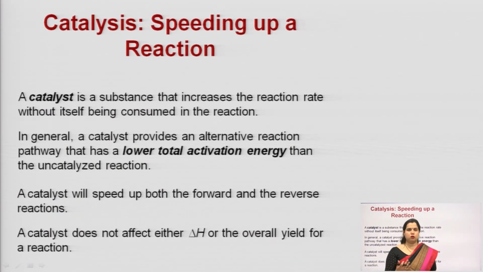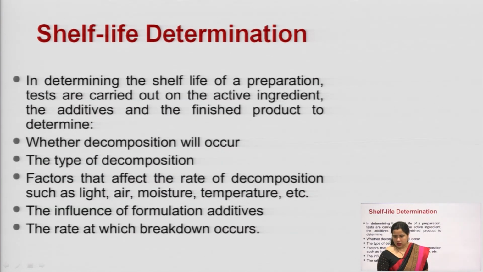Catalysis is basically speeding up a reaction. A catalyst enhances the rate of reaction without getting involved in the chemical reaction or losing its structure. In general it provides an alternative reaction pathway that has a lower total activation energy than the uncatalyzed reaction. With lower activation energy, the rate of reaction will be higher. A catalyst will speed up both the forward and reverse reactions and does not affect the overall yield of a reaction.